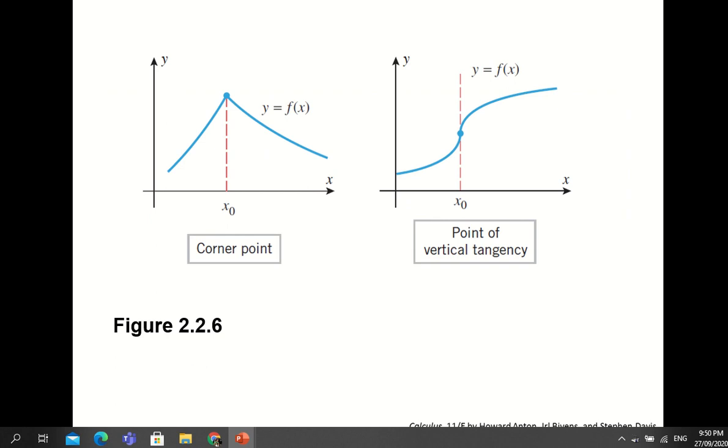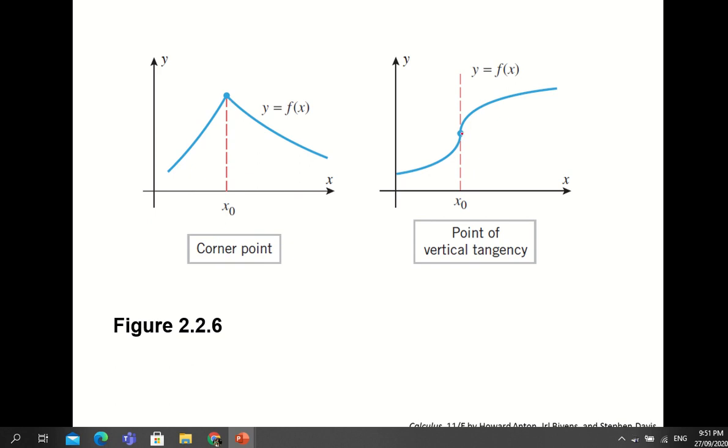Okay, now we have here some illustration, class, and later on we have to magnify this to explain in more detail. So we have here a graph of a function, y equal to f of x. So this is the representation of this function. At this point we have our x sub 0, meaning the abscissa of this point is x sub 0. So we call it the corner point.